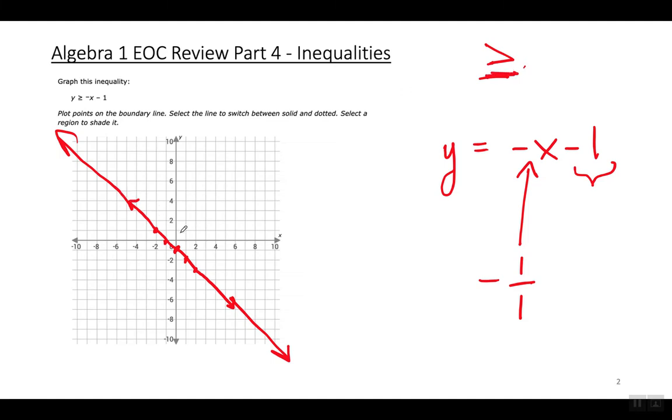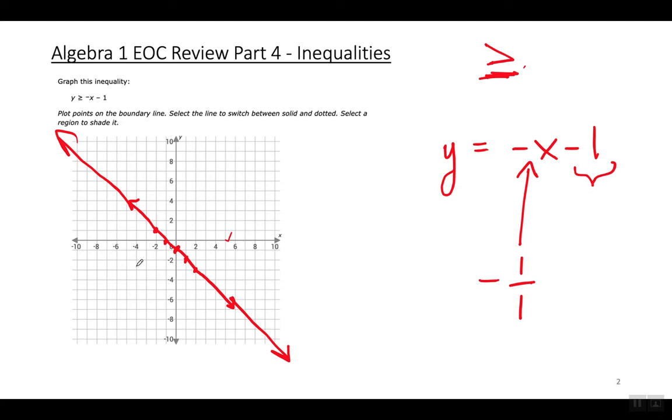Okay, now I have to determine which side to shade. To determine which side to shade, you pick a random point, any random point you want, but I'm going to tell you which one you should pick. You pick a random point and substitute it for x and y. Let's say I pick a point to the right of the line. When I plug it in for x and y, if it makes this statement true, then I shade that side. If it makes this statement false, then I have to shade the other side.